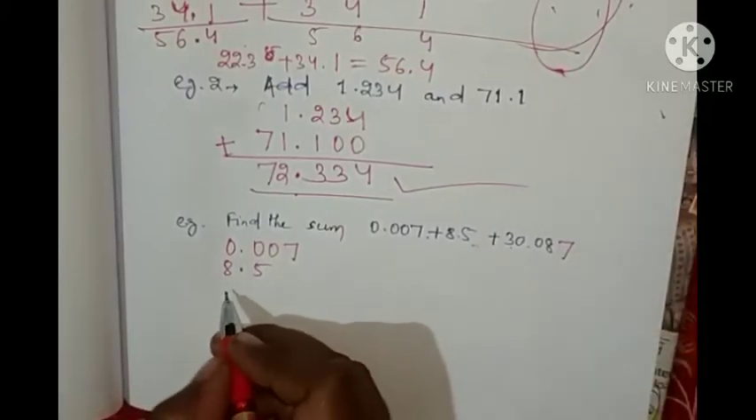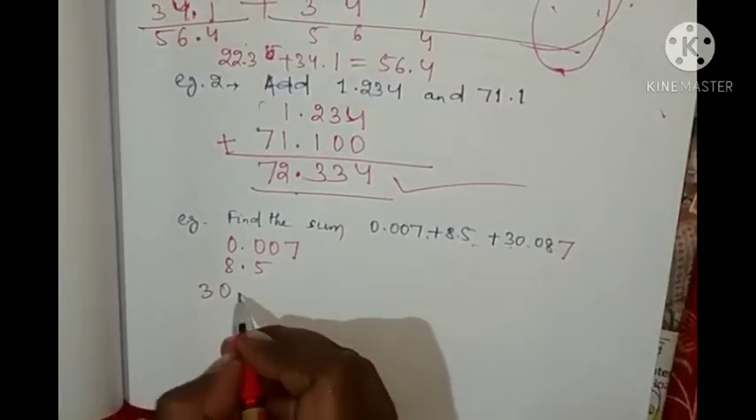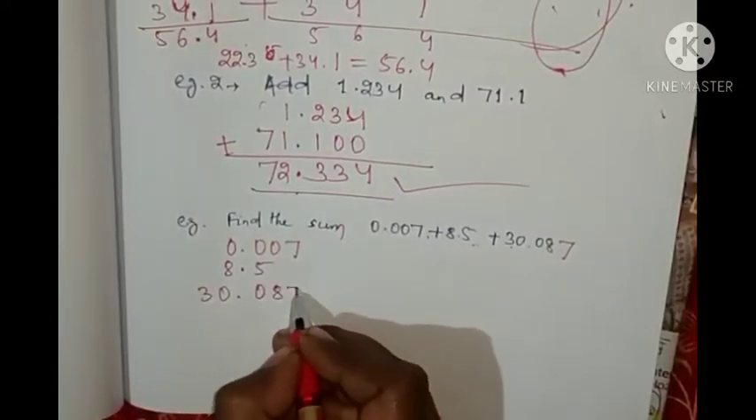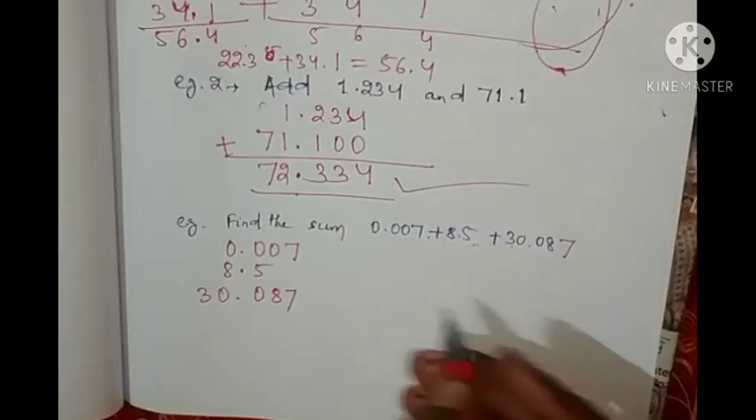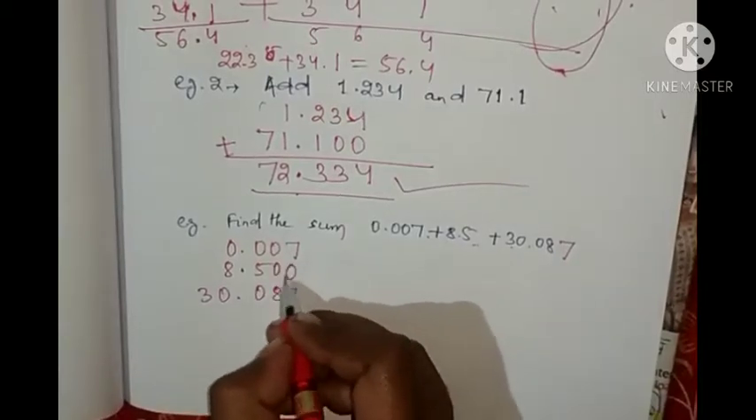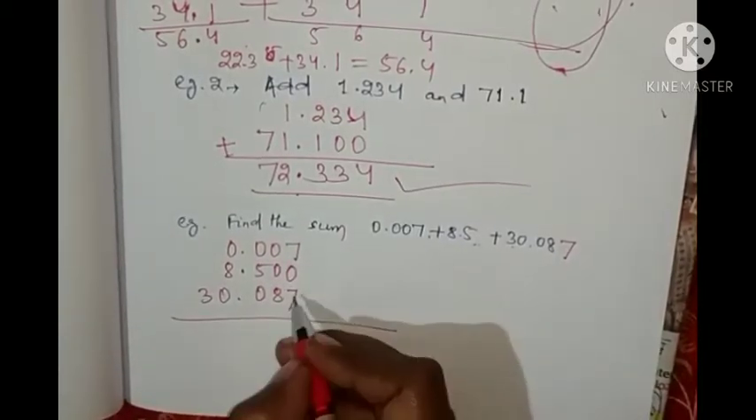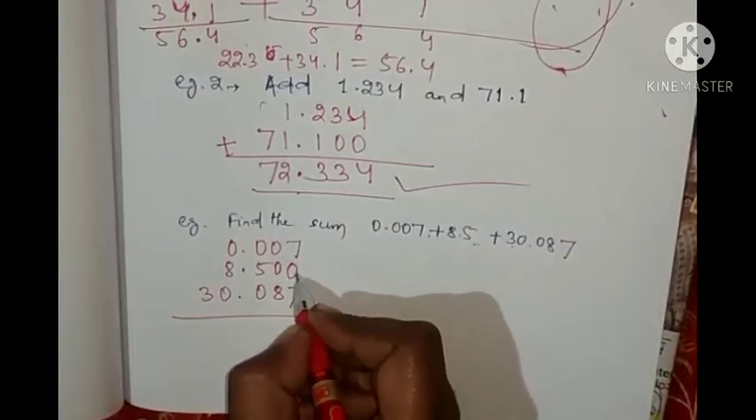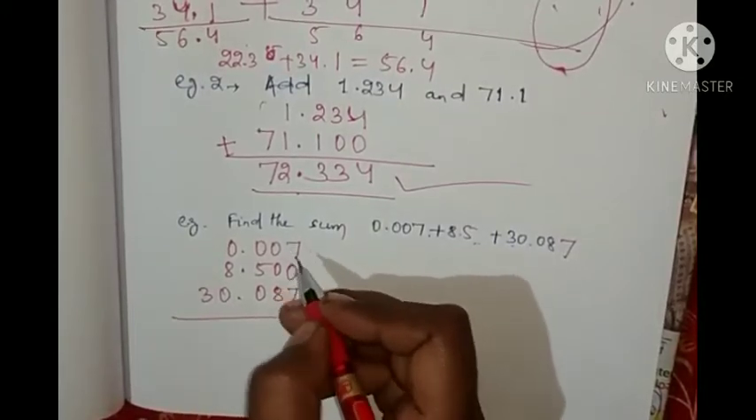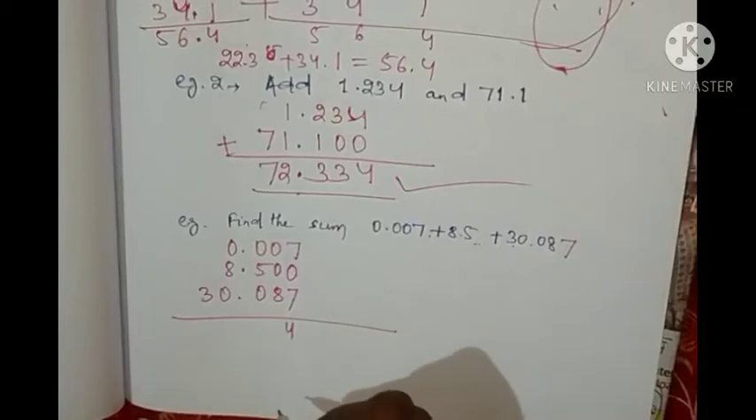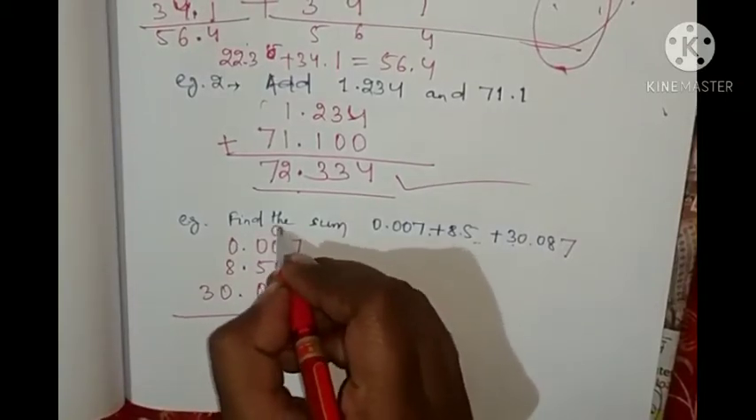30.087, I am writing. 30.087. Okay, so look here, 0, 0. Okay, so 7 plus 0, 7. 7 plus 7, 14. So right here 4, take 1 here.